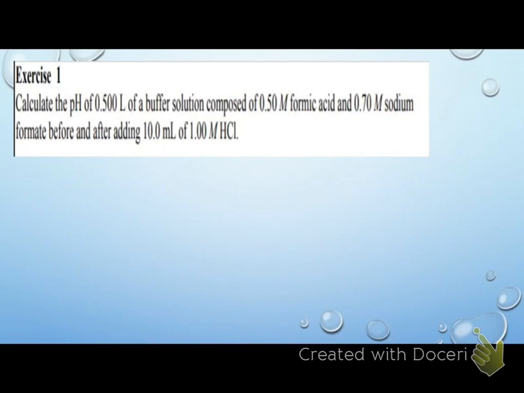Okay, so we say calculate the pH of a buffer solution. Well, that was nice. They told you it was a buffer solution. They're not always that nice. They want you to recognize a buffer. We've got 0.5 molar of formic acid and 0.7 molar of sodium formate. So there's your weak acid, and there's your salt. So we have a buffer, but they were nice enough to tell us.